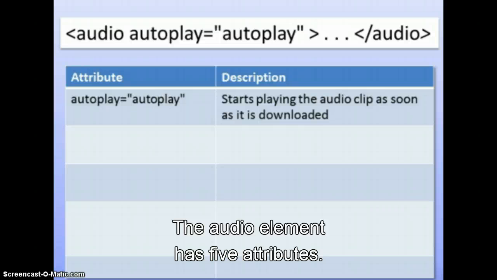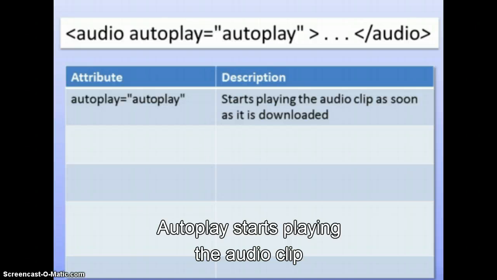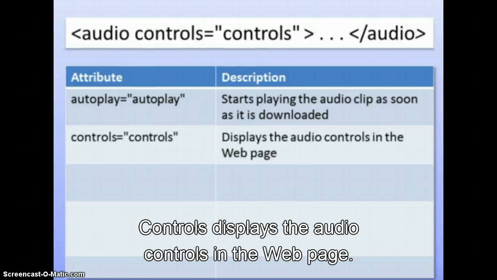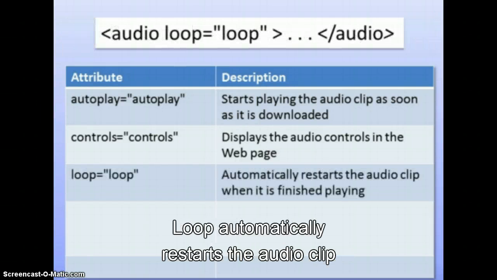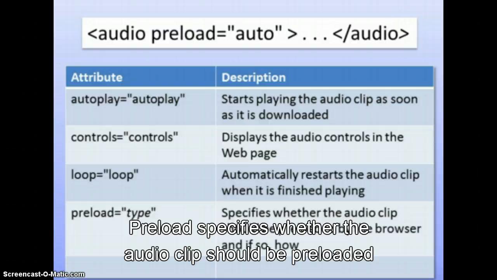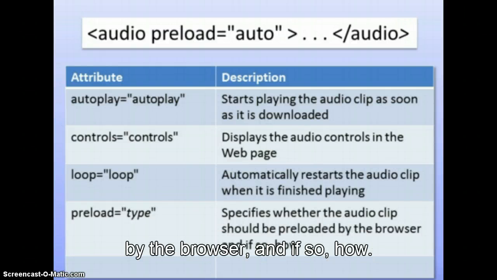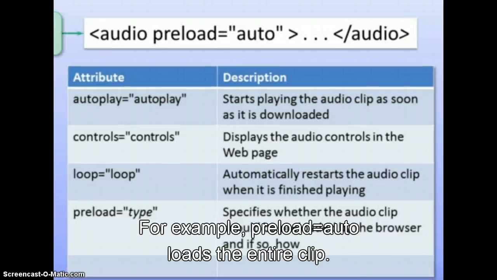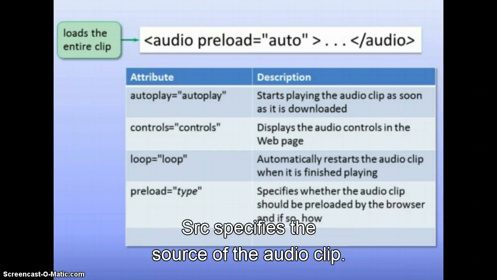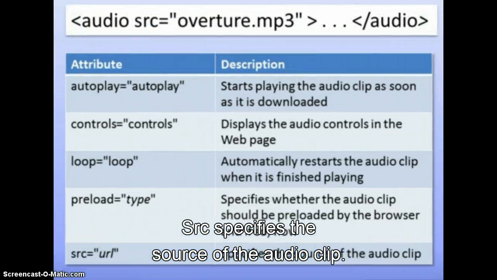The audio element has 5 attributes. Autoplay starts playing the audio clip as soon as it's downloaded. Controls displays the audio controls in the web page. Loop automatically restarts the audio clip when it's finished playing. Preload specifies whether the audio clip should be preloaded by the browser, and if so, how. For example, preload equals auto loads the entire clip. SRC specifies the source of the audio clip.